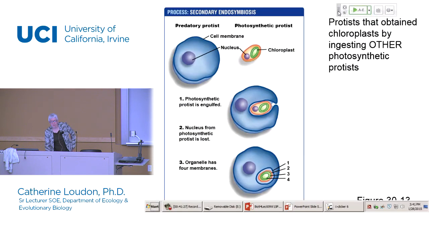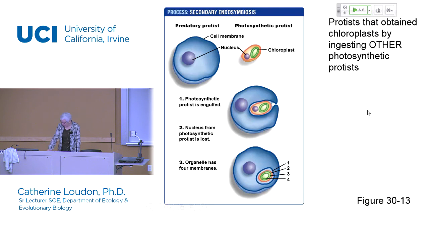Other evidence comes from the number of membranes that are around some of the chloroplasts in these other groups. The logical steps are shown here in figure 30-13 from your textbook, which is in front of you right now. What this shows is that if a protist, shown over here on the left, which is at the current time not photosynthetic, swallows a photosynthetic protist, shown here in orange, which because it's photosynthetic already has a chloroplast, right?